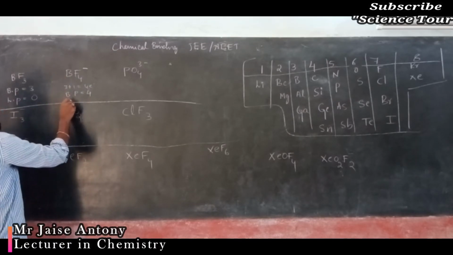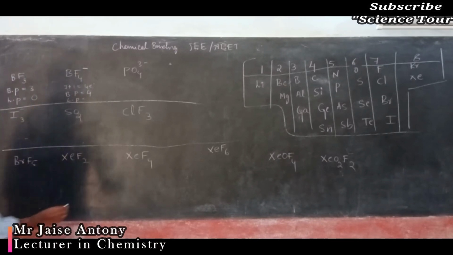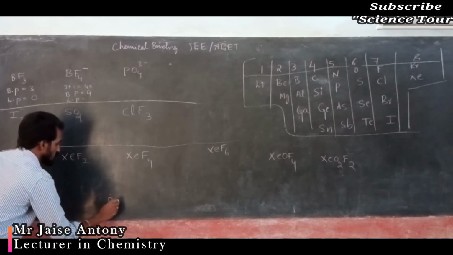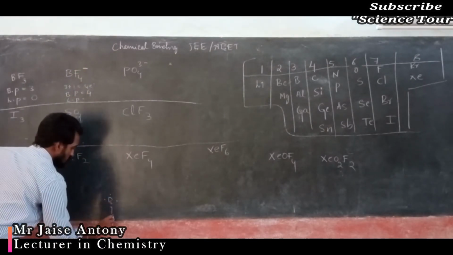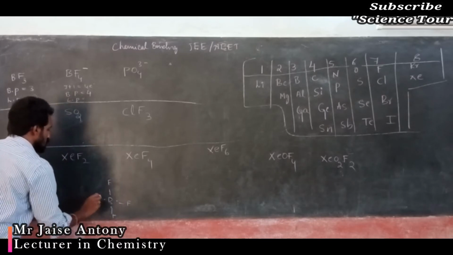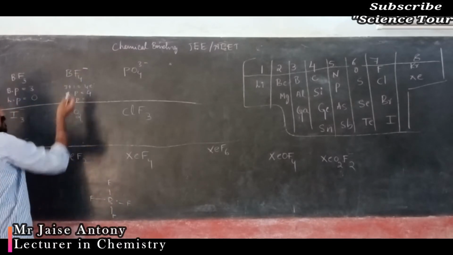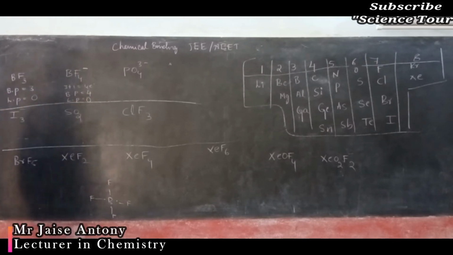And lone pair: is there any electron left after forming bond pairs? No. See, boron's 4 electrons, including 1 extra electron, form 4 bonds with the 4 fluorine atoms, like this. Is there any electron left? No, 0. Understood? So you can find out the number of bond pairs and number of lone pairs. Correct?